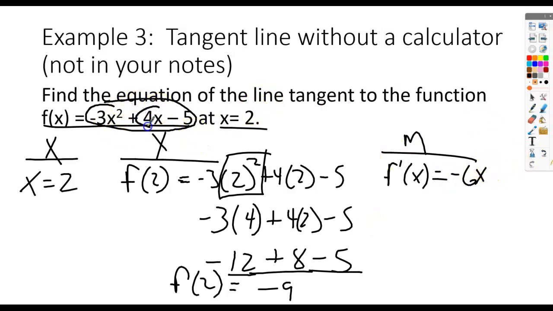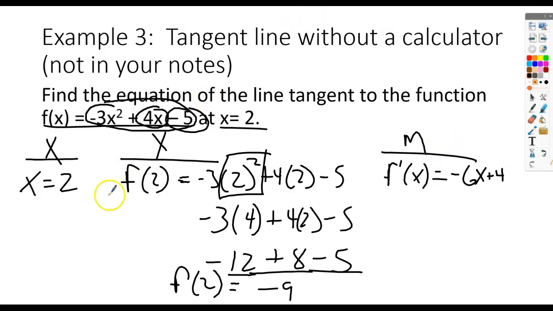Now we're going to take the derivative of this one. This is the constant multiple rule, when you just have an x here. The derivative of mx is always just the m. So that's going to be 4. And this is a constant. So the derivative of a constant is always 0. You could write plus 0, but I'm not going to. It's a waste of time. So that's my derivative.